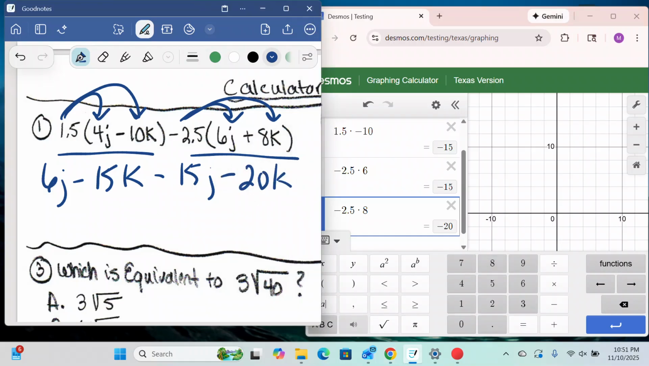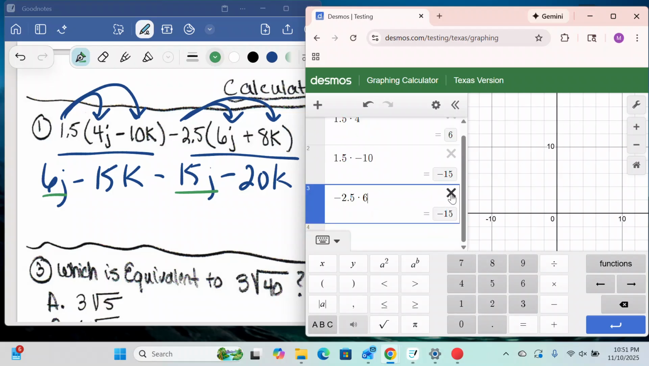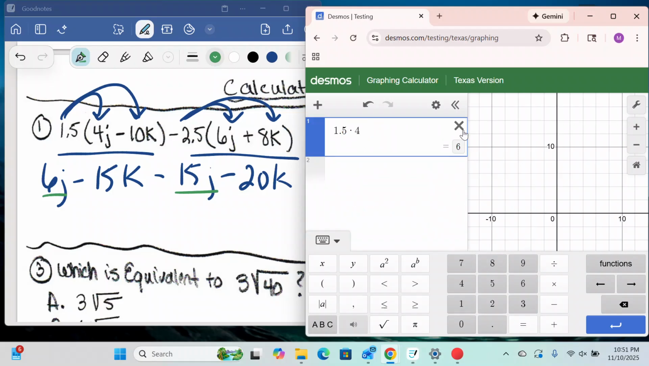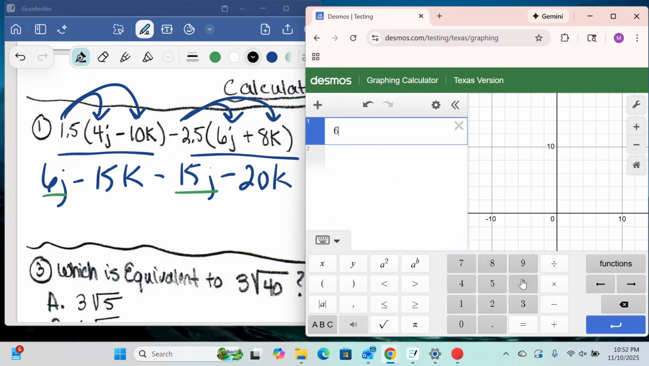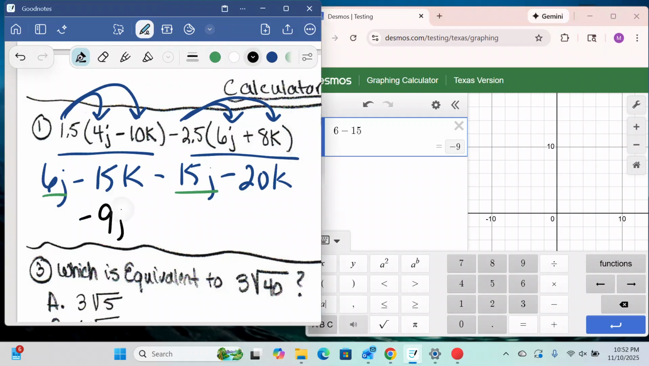So now I'm going to combine like terms. In green you will see I have j's and j's. I'm going to add the j's, and then of course I'm going to add the k's. The way you do that is I clear Desmos and just input the numbers, and then I know the answer right away. Putting it back in black, I'm going to say, what is 6j minus 15j? All I have to do is input on Desmos 6 minus 15, which gives you negative 9. So 6j minus 15j is negative 9j.